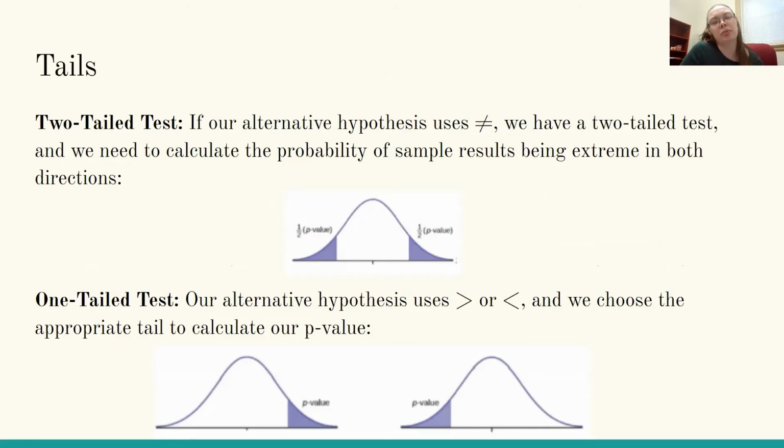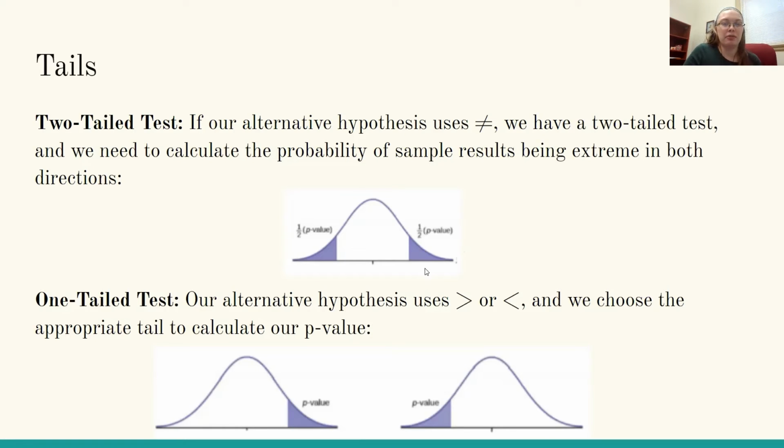Okay, so we're done with the example, but there are a couple of other things here I want to talk about. One of them is the idea of tails. We'll talk about a one-tailed test and a two-tailed test. This has to do with how we're calculating the probabilities and with our alternative hypothesis. If the alternative hypothesis doesn't guess a direction of difference, if it just says P isn't equal to something, then that's a two-tailed test. And we're thinking about calculating the probability of our results being extreme in both directions.